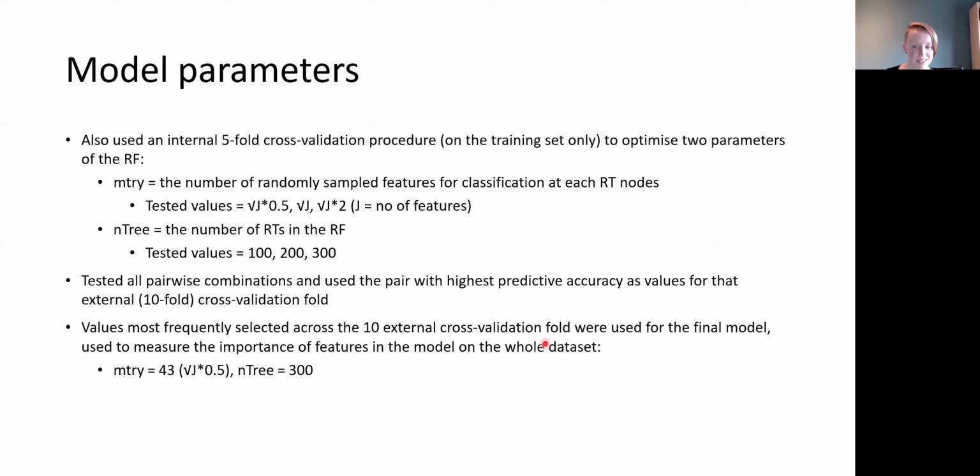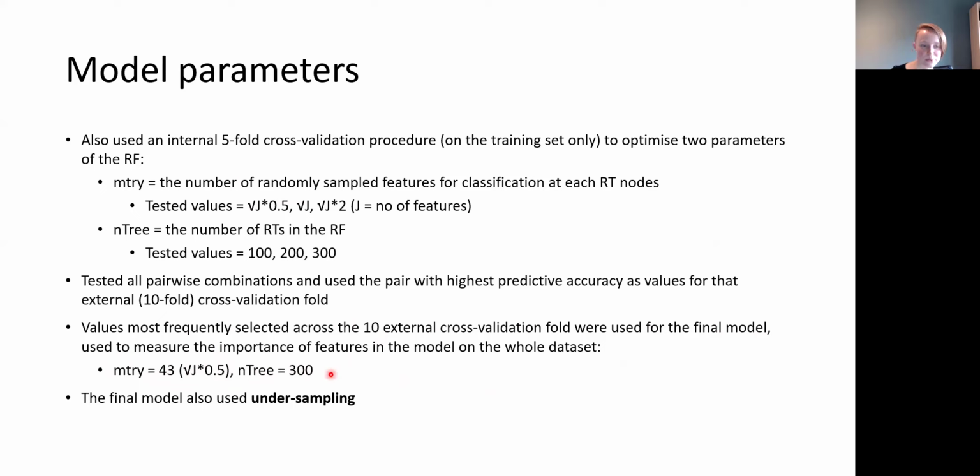They then used, for a final model, the values that were most frequently selected across all of the 10 cross-validation folds. So for each of the 10, they had potentially a different pair of values based on this 5-fold cross-validation. And then for the final model that they built, they used the ones that were used most frequently across the 10 different folds. And those values were an M-try value of 43 and a number of trees of 300.